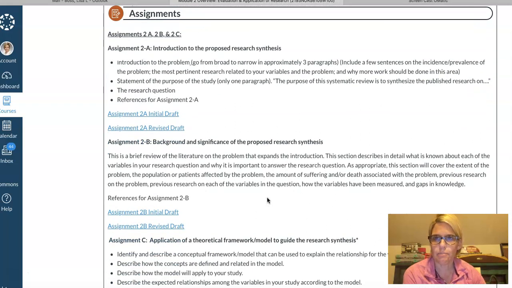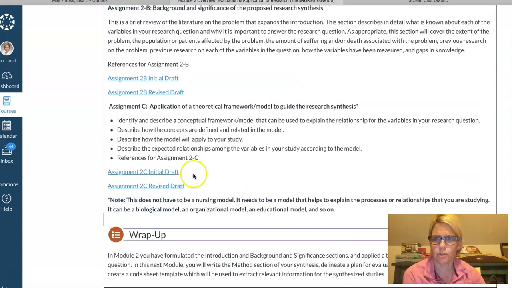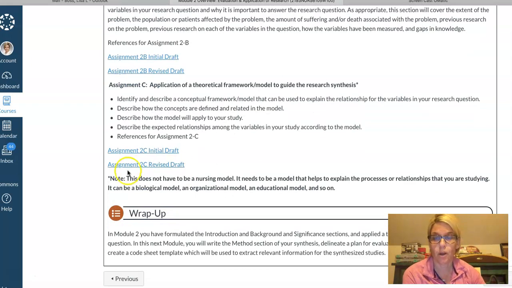So your assignment for 2C, I don't have to click it open because it's right here. Identify and describe a conceptual model and framework that can be used to explain the relationship for variables in your question. Describe how the concepts are defined in the model, how it will apply to your review, and then the expected relationships. One thing that is clear, and I want y'all to be aware of, is that you don't have to use a nursing model.